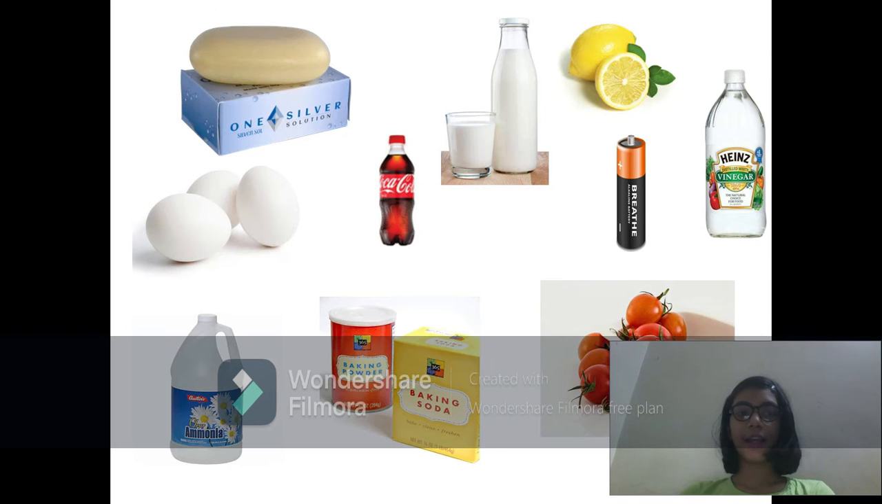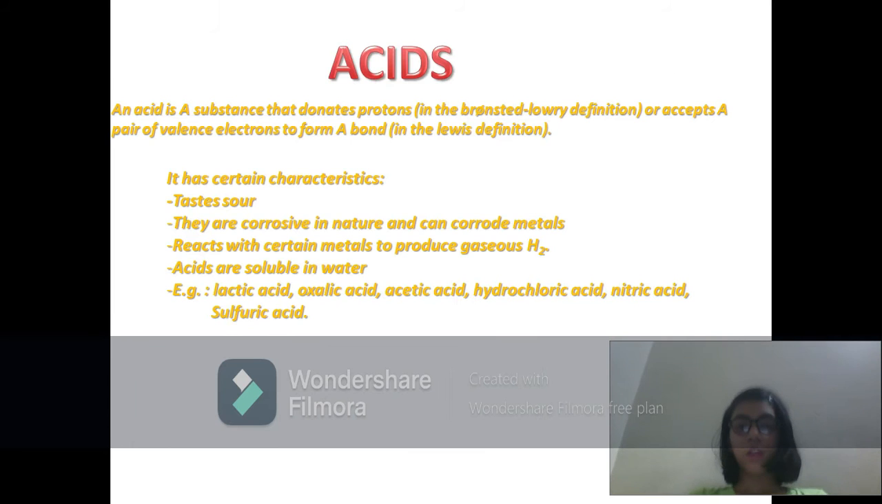Acids are mainly a substance that donates protons in the Bronsted-Lowry definition, or accepts a pair of valence electrons to form a bond. Here valence electrons means the electrons which are on the outermost shell of an atom, and this is in the Lewis definition. So what are the characteristics of acid?